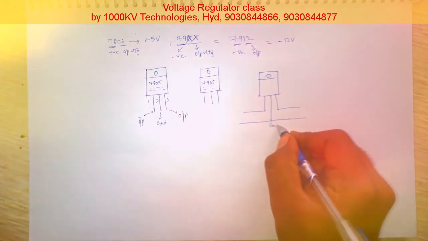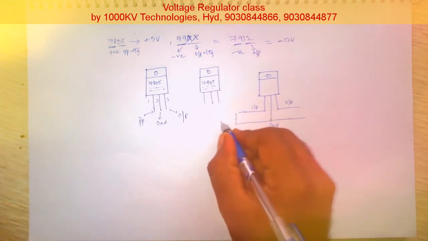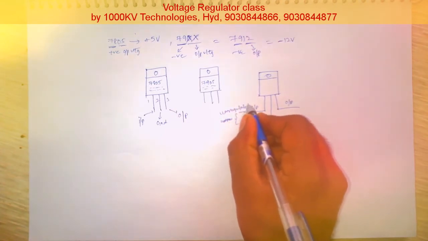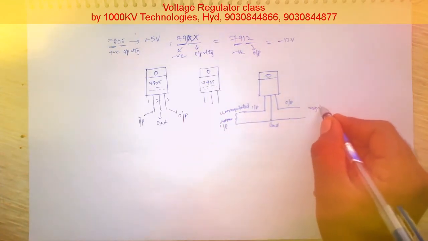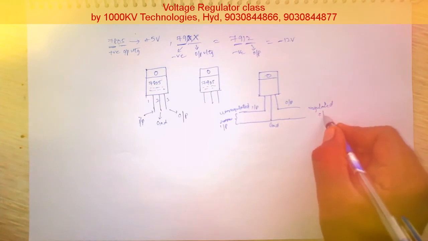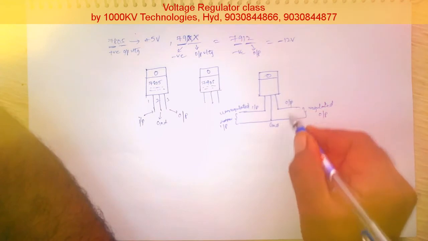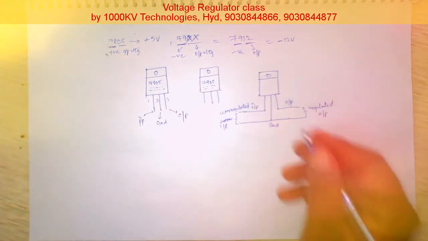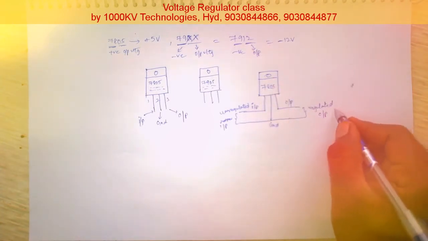This is the ground, this is the input terminal, this is the output terminal. The input is unregulated, and it is applied here, and the regulated output is taken here. We will get regulated output at this point, and ground is common for input as well as output. For example, if it is a 7805 regulator, then here we will get a fixed 5 volt output.